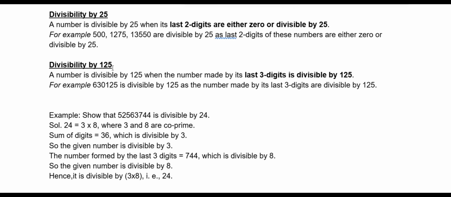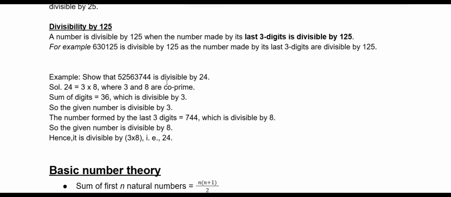And divisibility by 125 last. So divisibility by 125: the last three digits are divisible by 125 or they can be zeros. So in this example you can see the last three digits are 125. As 125 is divisible by 125, this number is divisible by 125. So you will be asked questions like this.